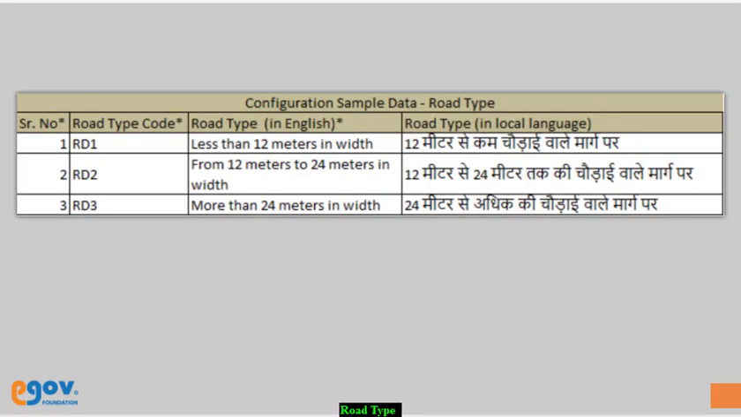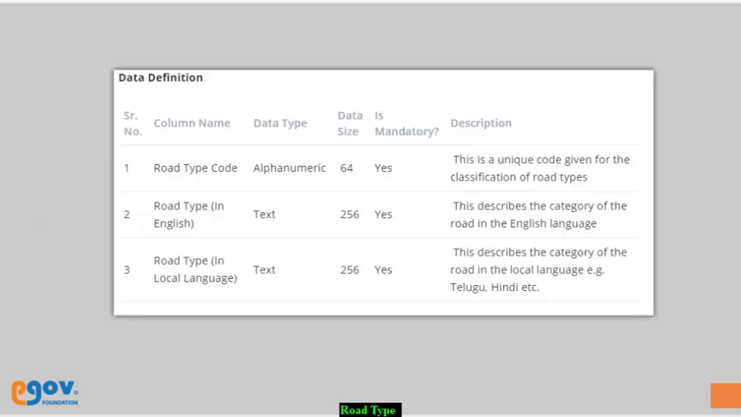Update the information for each column. Some columns marked with a star are mandatory. Please make sure all the mandatory columns are updated in the template. To know specific requirements of the individual column, please refer to the data definition table for road type.